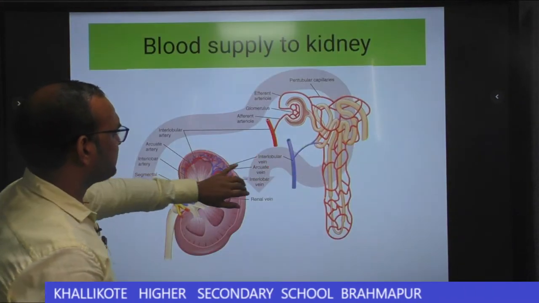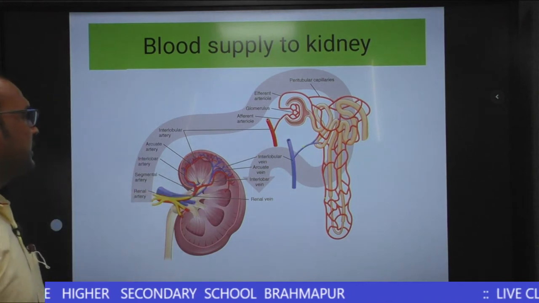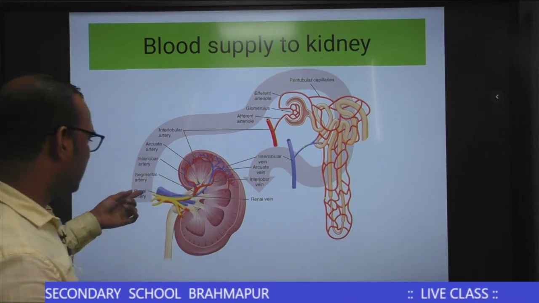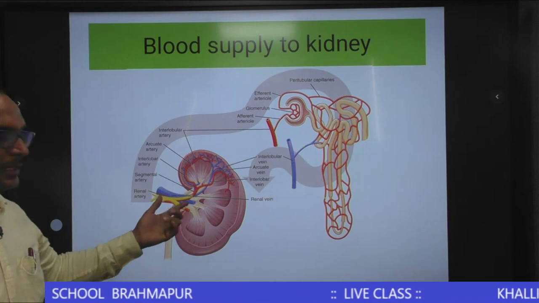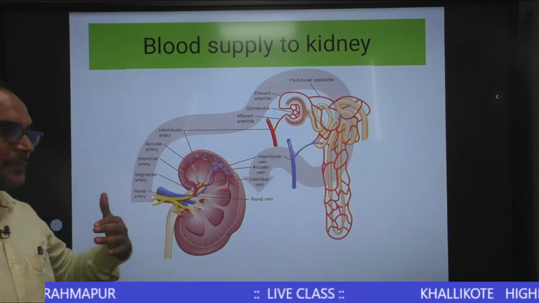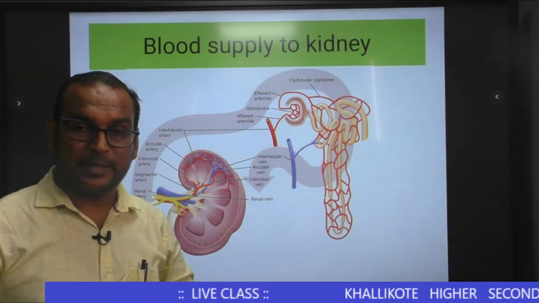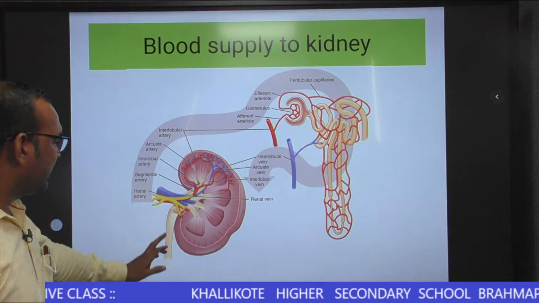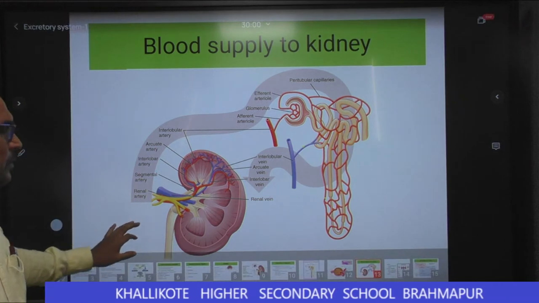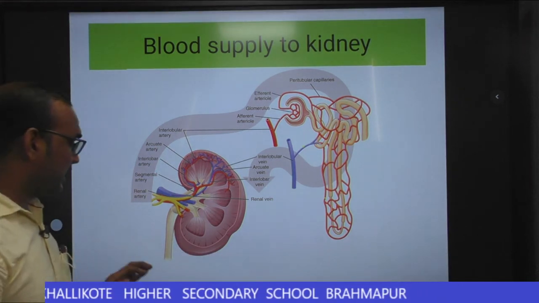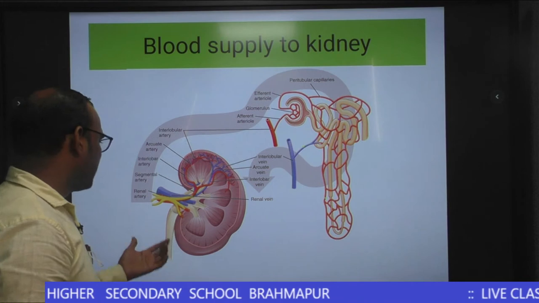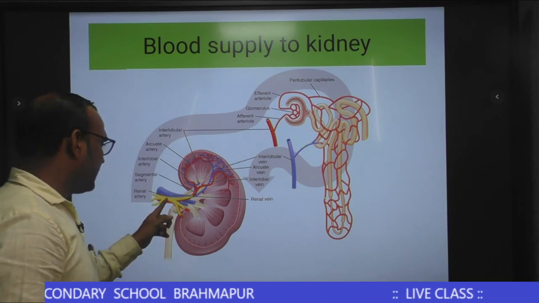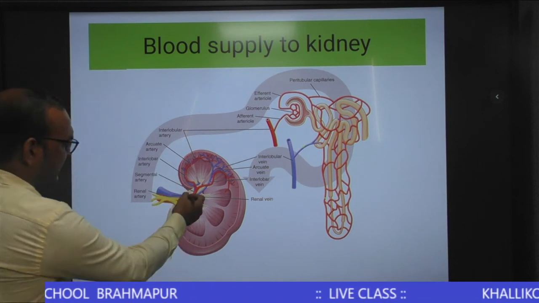Then here you see the different blood supply. You see the renal vein. First let's see the supply of the blood from the dorsal aorta. This is the renal artery. The renal artery brings the blood to the kidney, which is a branch of the dorsal aorta, and coming here it will branch.